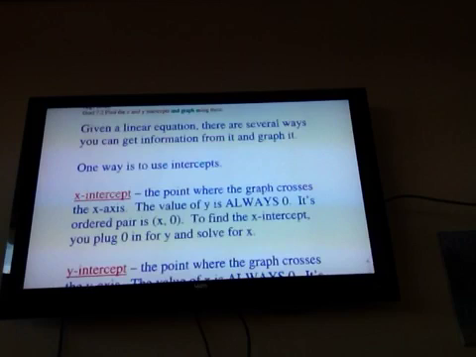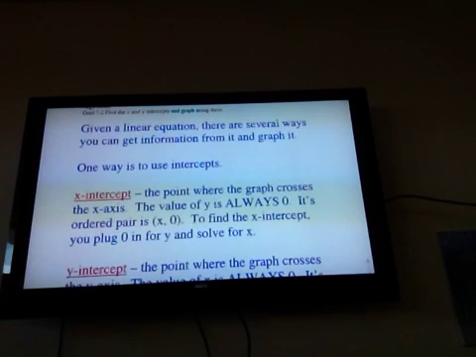One way, first way, is to use intercepts. And actually, intercepts can be used with almost any kind of graph, not just lines. It's probably the quickest way to graph something. Not a real accurate way in other graphs, but in a line, very accurate.